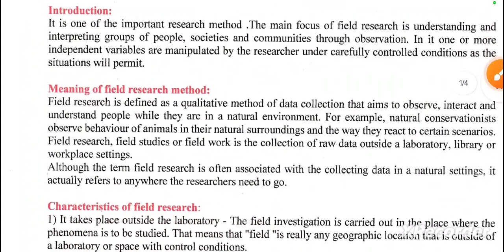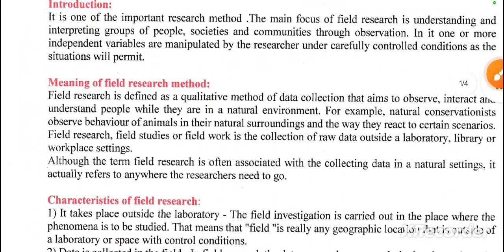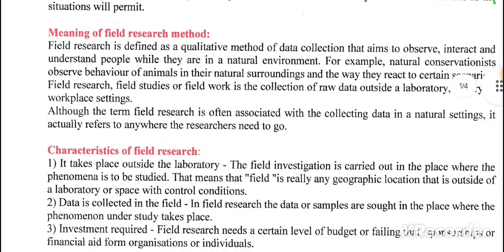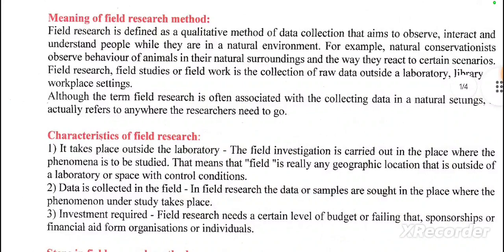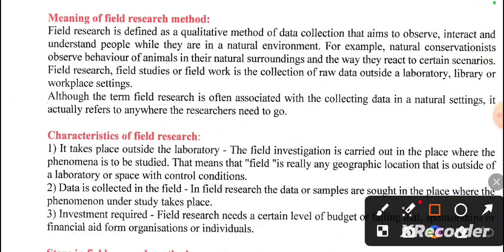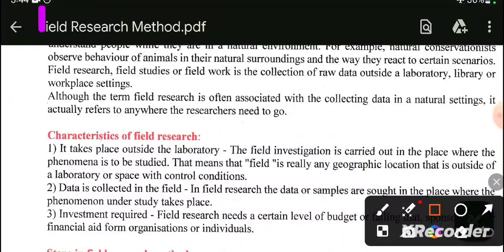The main focus of field research is understanding and interpreting groups of people, societies, communities through observation. In it, one or more independent variables are manipulated by the researcher under carefully controlled conditions as the situation will permit. So, actually, what is meant by field research method? What is the meaning of field research method?